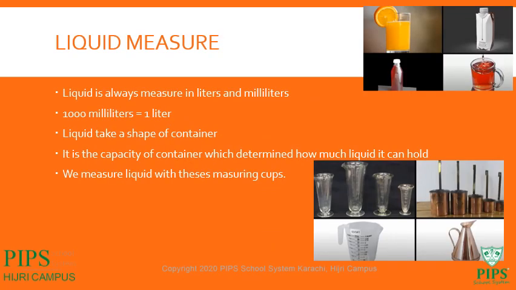When we are measuring liquid, we usually use liters and milliliters. For converting milliliters and liters, we use the scale that 1000 milliliters equals 1 liter. What is liquid? Liquid is anything which takes the shape of the container. We use liquid measuring cups to measure liquid manually.